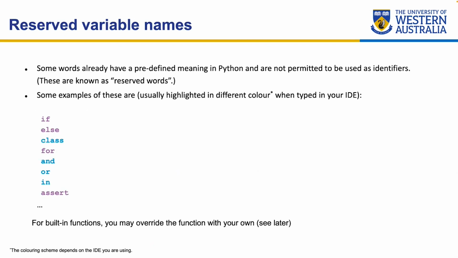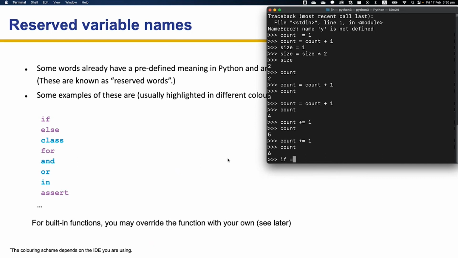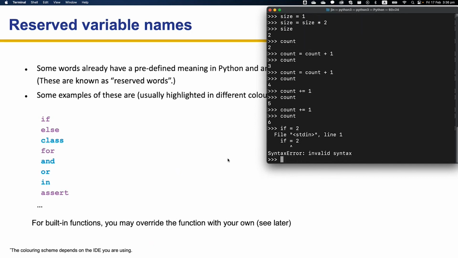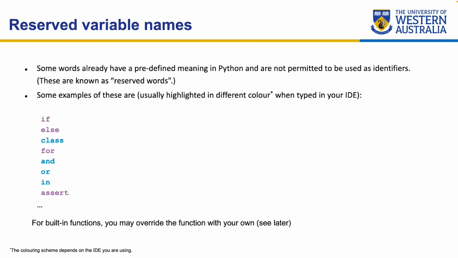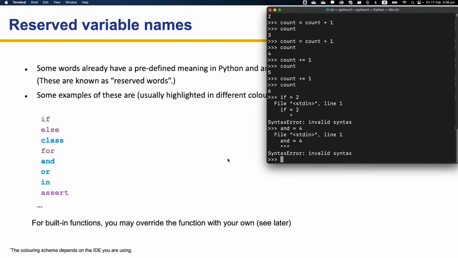And as mentioned before, you can create variables and give any names, but there are some names that are reserved. So for example, if equals 2, it's going to give you a syntax error because if is a reserved name. And equals 4 is also a reserved name. So anything that you see on this particular list is a reserved name for a particular task. Therefore, you cannot use these as your variable names. And usually in your IDEs, they will give you a cool color if it has a good color scheme.